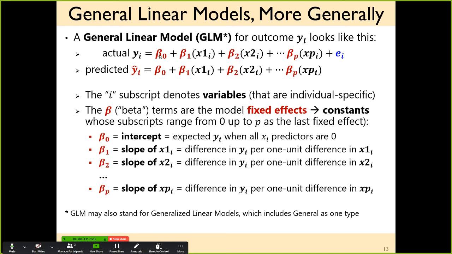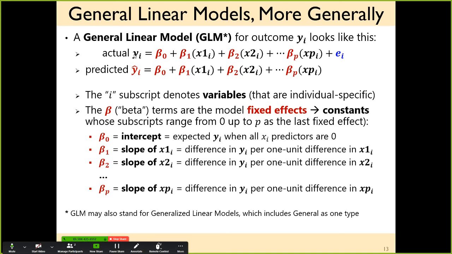Why don't my beta 0, beta 1, beta 2, etc. have i's? They're constants, which means they apply to everybody. That is one of the main differences between this class and the class before it and the world of multi-level models or models with random effects, in which case the betas pick up i's. Because students can have different kinds of effects, say across teachers or across classrooms or things like that.